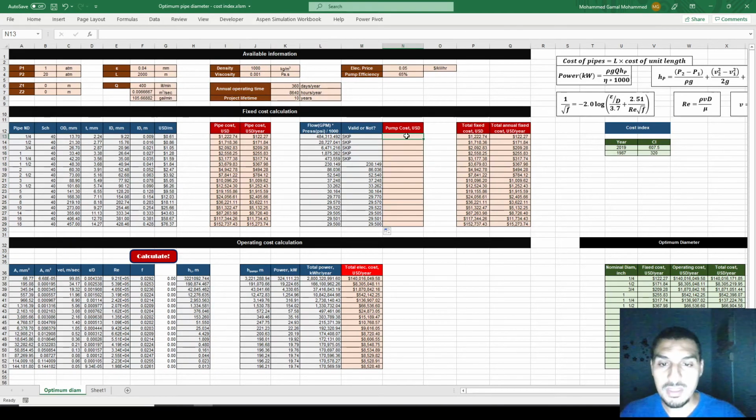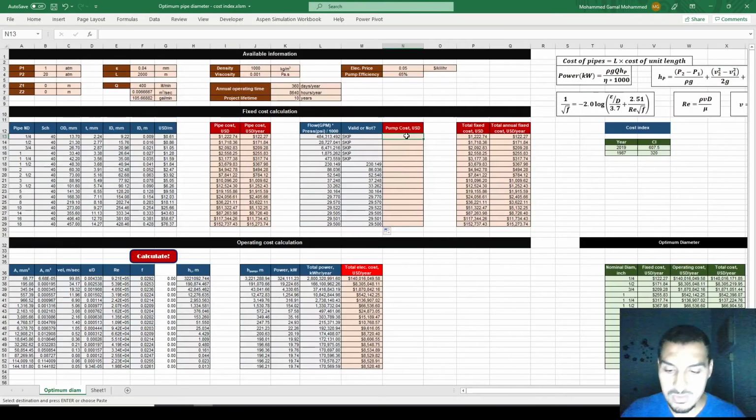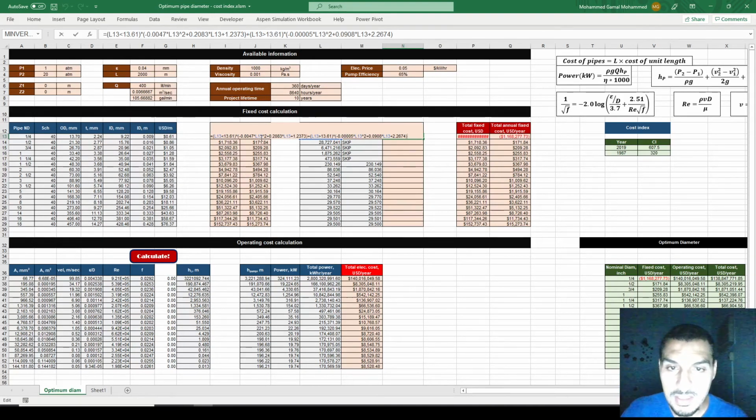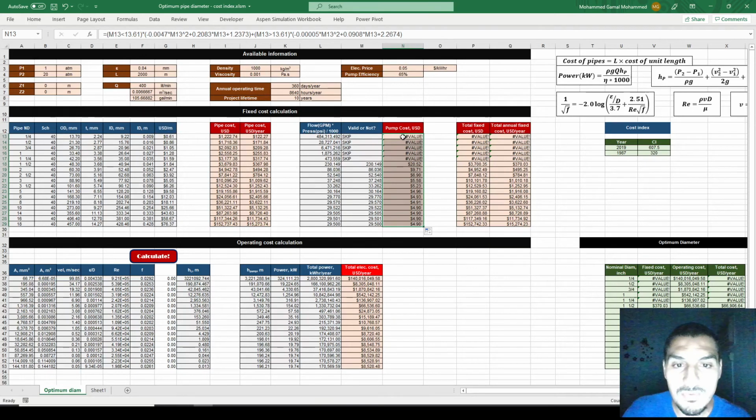So the cost will be calculated from the fitting equation that I used before. So I'm gonna paste it as formulas, and from this I have just to make sure that this is from the column M. Oops. So this is calculated from column M. Okay, so everything is calculated. However, some of them are giving errors because it's a text, it's not a value.